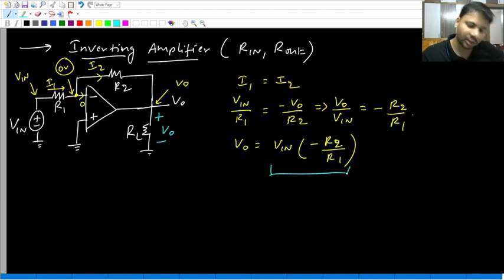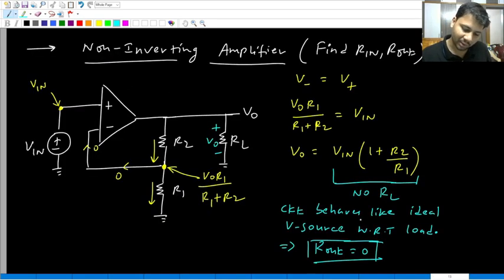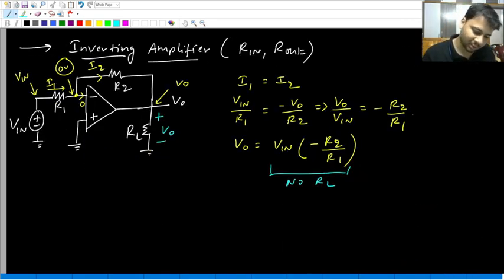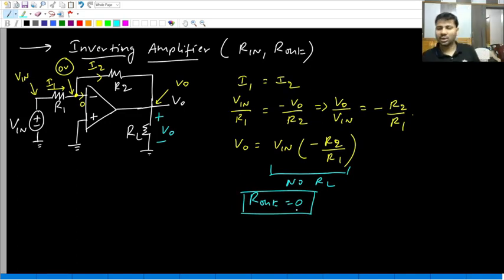And if you look at the expression for V0, which is the voltage across the load resistance, again there is no RL, which means the voltage across the load does not depend on the load resistance. So is it not like load voltage is independent of load resistance? Circuit behaves like ideal voltage source with respect to load, which means directly again we can say that Rout is 0. So for the inverting amplifier, just like the non-inverting amplifier, Rout is 0. Now we should find the input resistance.